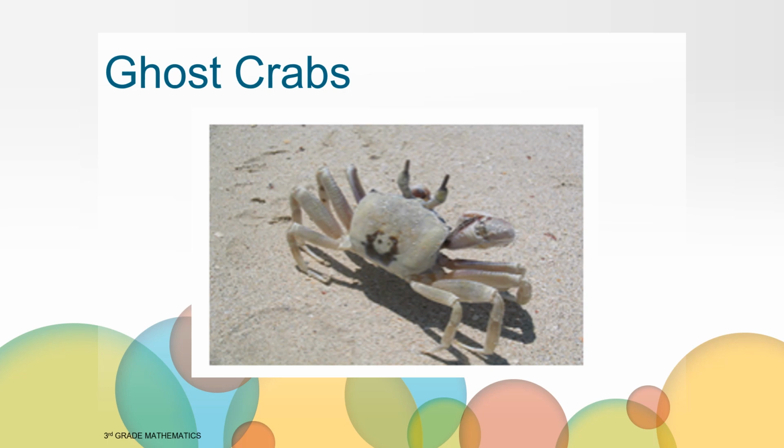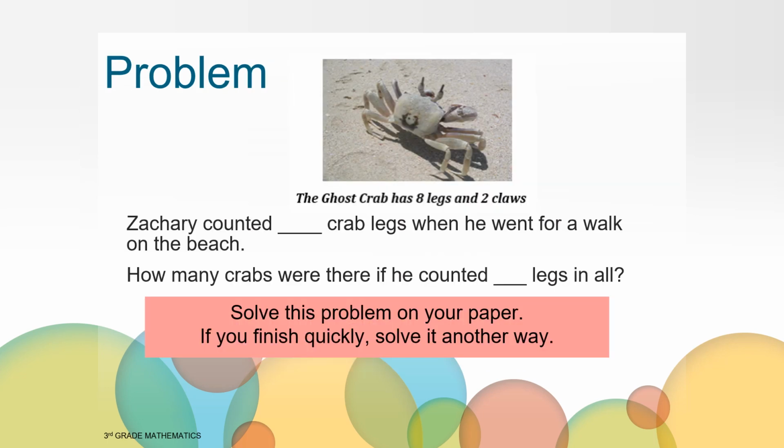I bet they move quickly because of all the legs they have. How many legs do you see on the ghost crab? Yep, they have 4 pairs of legs, or 8 legs total. They also have 2 front claws to help them with their food. Let's read our problem for today. Zachary counted blank crab legs when he went for a walk on the beach. How many crabs were there if he counted blank legs in all?